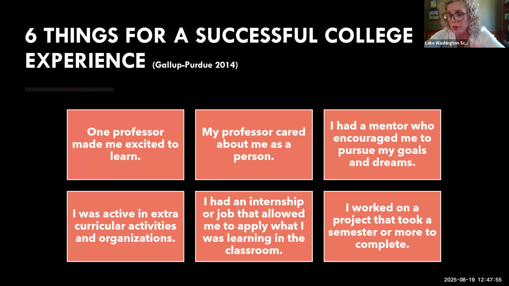And here they are. 1, a professor made them excited to learn. My professor cared about me as a person. I had a mentor who encouraged me to pursue my goals and dreams. I was active in extracurricular activities and organizations. I had an internship or job that allowed me to apply what I was learning in the classroom. That's that experiential learning I was talking about. And I worked on a project that took a semester or more to complete.